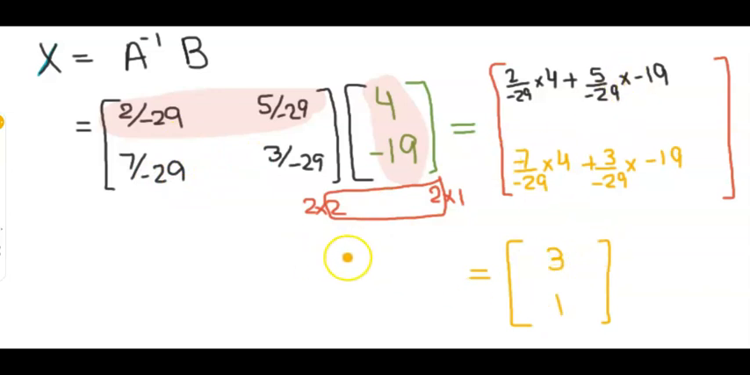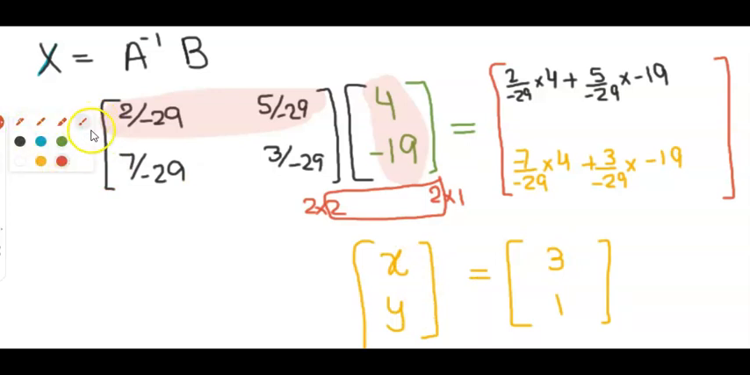Now what is x? X was actually an x and a y, which means x is 3 and y is 1.